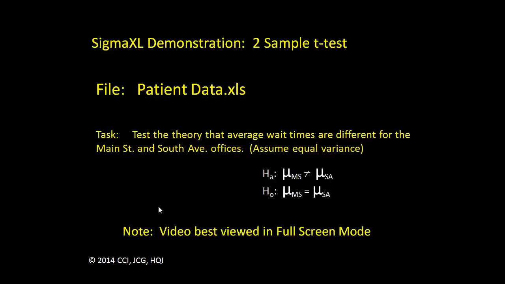We set our alternative hypothesis that the average wait time at the Main Street office is not equal to that of the South Avenue office, and the null would be that both offices have equal average wait times. Let's open our file and get started.